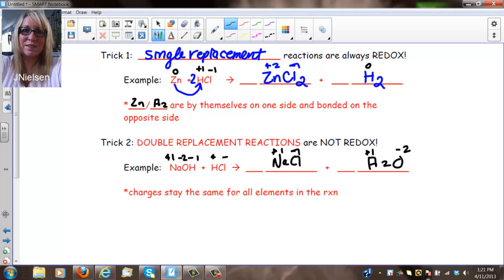Okay, I'm going to show you a quick little video that's going to give you an overview about what this unit is about as far as oxidation and reduction, and we'll pick up with the rules in our next lesson.